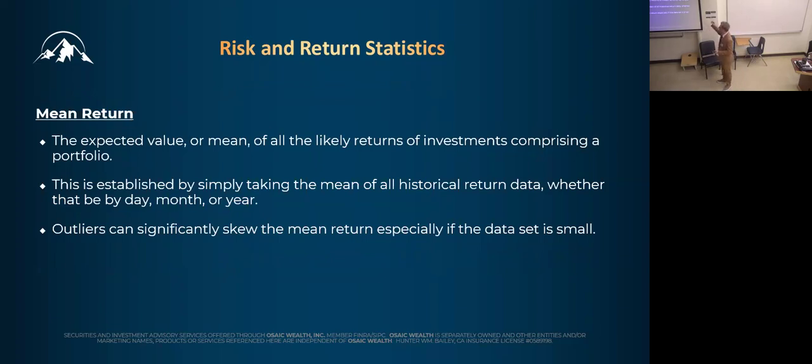So again, mean return, expected value, or average of all the likely returns of an investment in the portfolio, taking all the historical data, whether it be by day, month, or year. But outliers can significantly skew the mean return, especially if the data set is small. So if you're only measuring on 1 year, that might be a way different mean return that you're working with. Or if you don't have very much information, if the stock has only existed for 3 months, you probably are not going to have a very good idea of what it's going to do in a 15-year period.